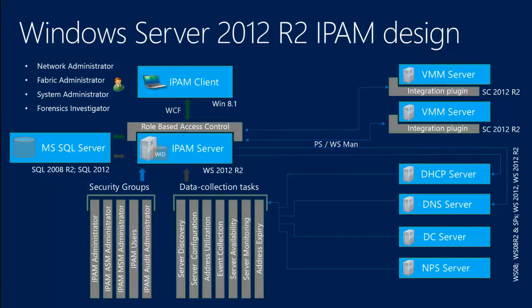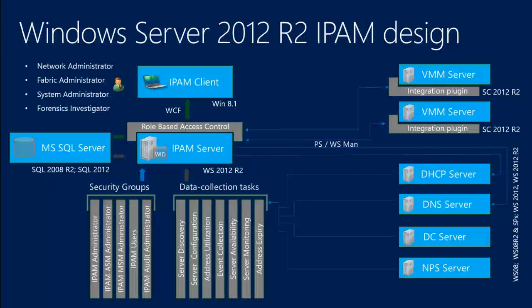So, this is a quick overview of what the block diagram design of IPAM looks like. All that you see on the top is the design that we have put in place for the new features that have gone into R2. IPAM, in addition to WID, also interfaces with SQL, as you can see there. All the different administrative operations that you perform through IPAM have to go through the role-based access control layer.